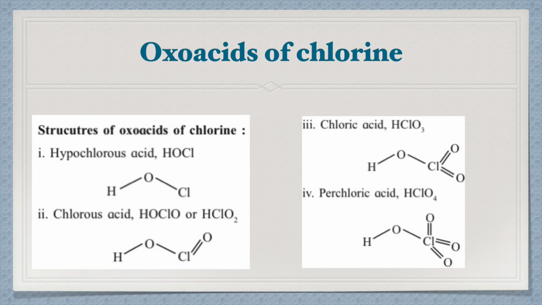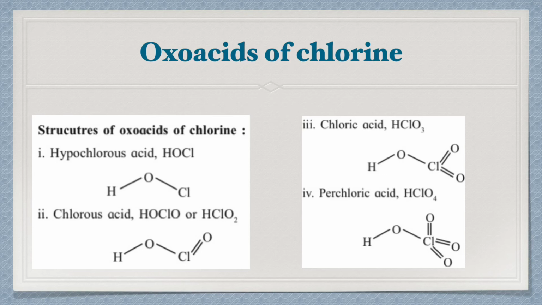Once again, the first one, HOCl, the oxidation state of chlorine is +1. Second one, chlorous acid, the oxidation state of chlorine is +3. Third one, chloric acid, the oxidation state of chlorine is +5. Last one, perchloric acid, the oxidation state of chlorine is +7.